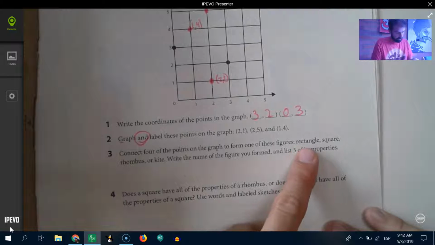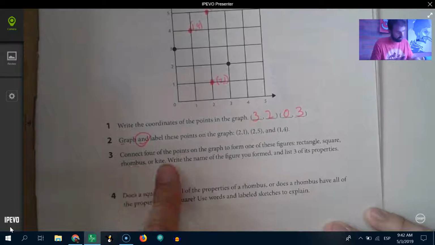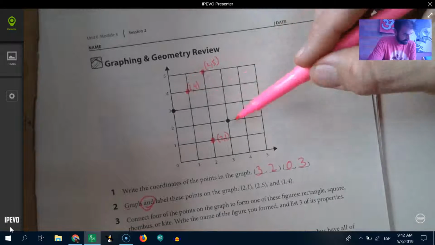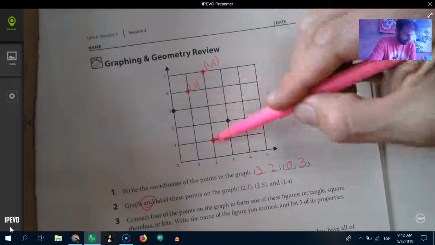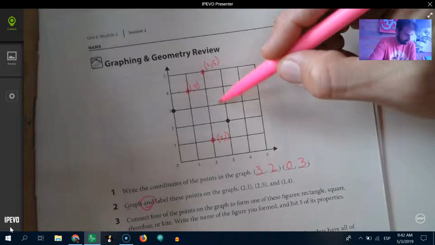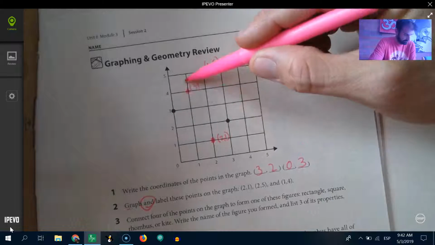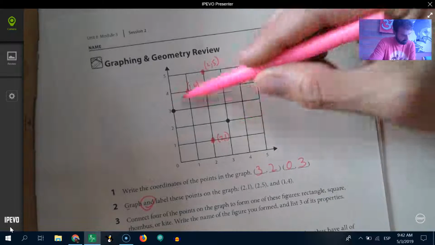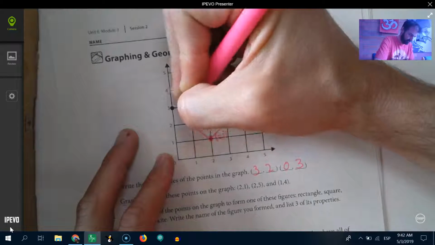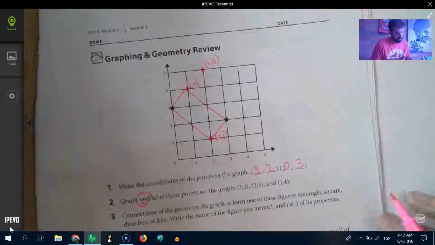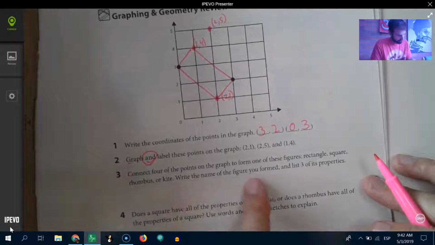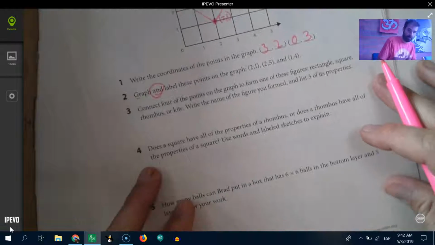All right, connect 4 of the points on the graph to form one of these figures. So I want to do a rectangle, a square, a rhombus, or a kite. Ooh, that looks like a rectangle right there. That's like a triangle. I think I'm just going to do that. So I did a rectangle. Write the name of the figure you formed and list 3 of its properties. So I did a rectangle.